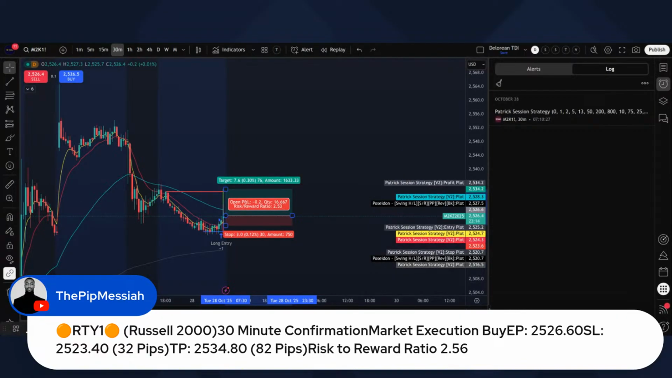2.53. Entry at 2526.60. Stop at 2523.60. That's for 30 pips. And take profit at 2534.2. That's for 76 pips.